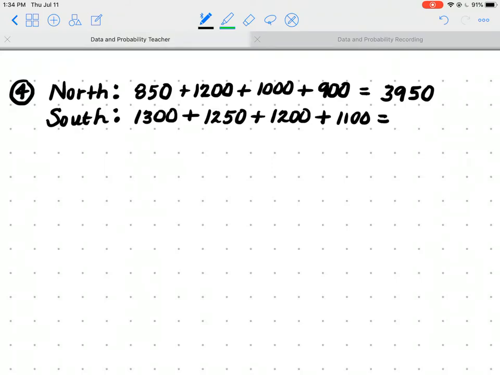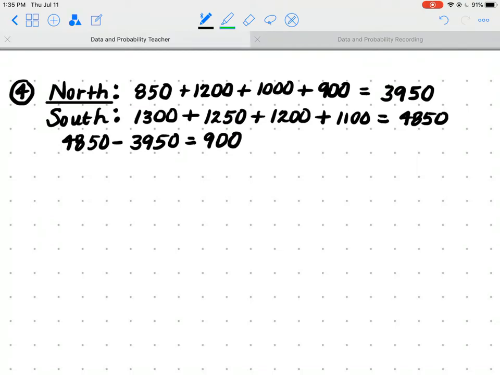So I need to add these up carefully. Don't get in a hurry typing and miss something. 48.50. But the question says the North store sold blank less than. So I need to find the difference between these. Less than means to subtract. So I'm going to say 48.50 minus 39.50. And that's a difference of about $900.